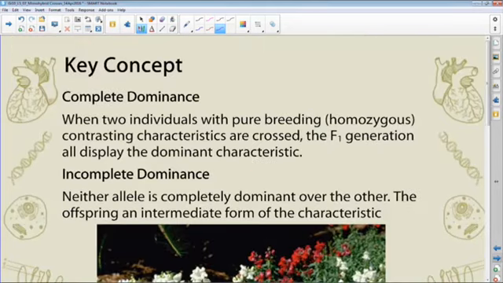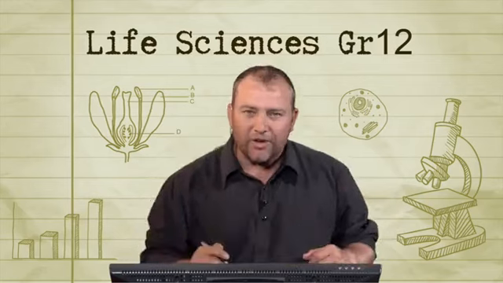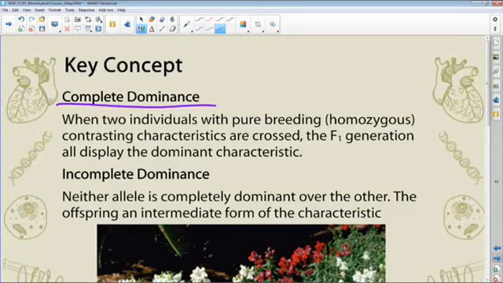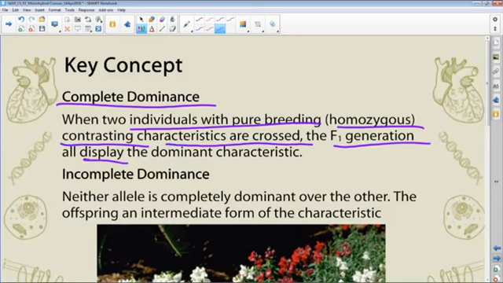Okay, all the ones that we've done so far, if you have a look at this on the board here, are complete dominance. It means the one completely dominates the other. So it says, when two individuals with purebred homozygous contrasting characteristics are crossed, the F1 generation will display the dominant character. In other words, if it's black and white and black is dominant, black will show in the second generation.